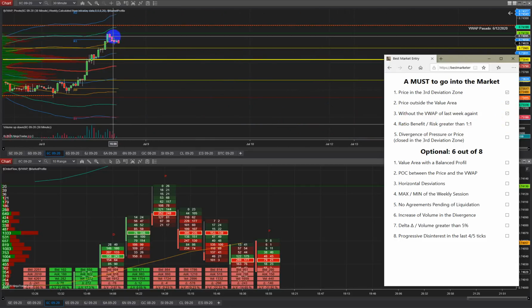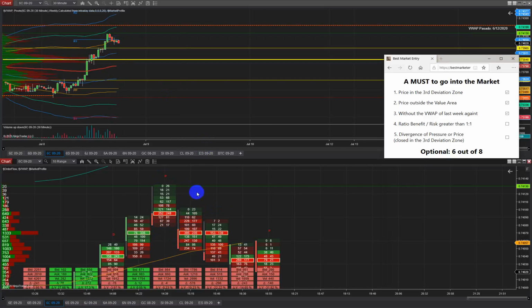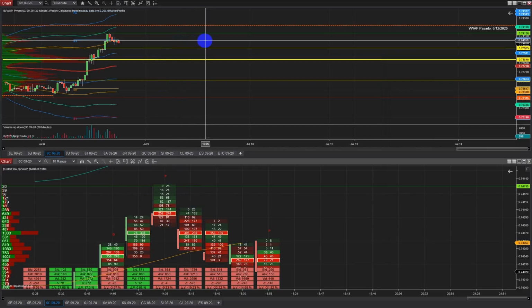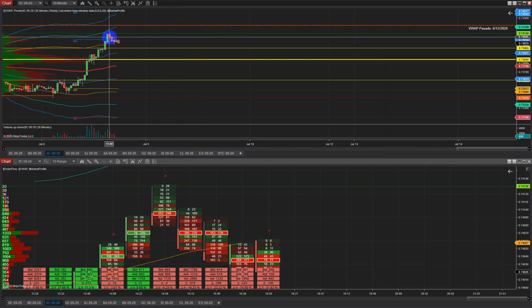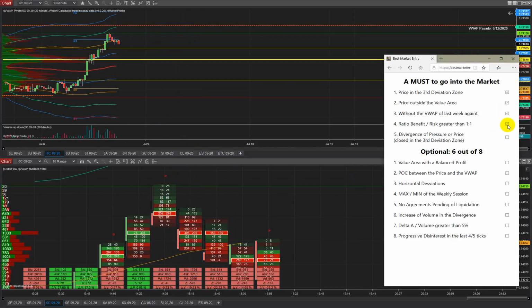From here where I have the delta, it was at this price. I can see when I want to close it. Here, 0.74075. So I go here to 0.4075. It was here. Oh, so I'm in the 3rd deviation when the candle closed. Cool. And it's of pressure or price. Perfect. Now let's go 6 of 8.